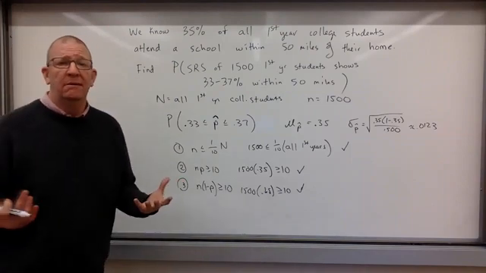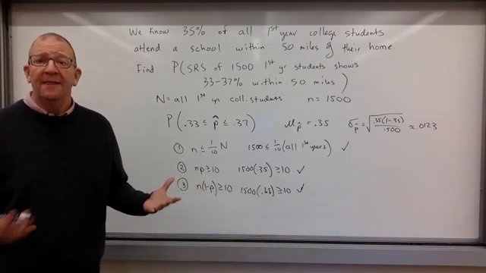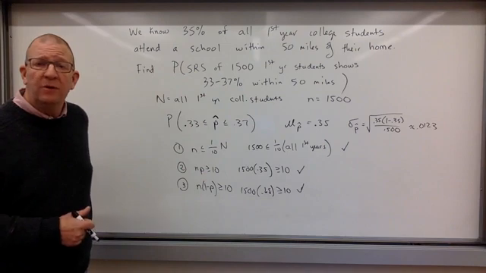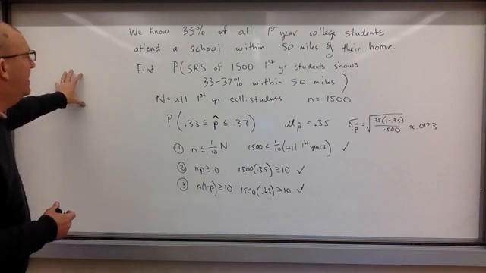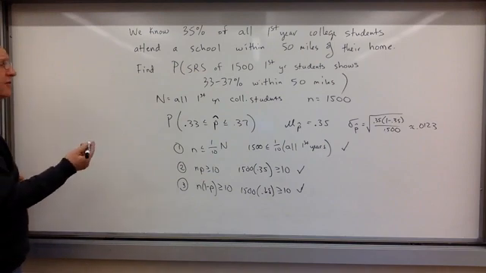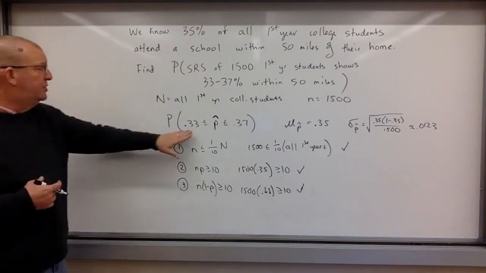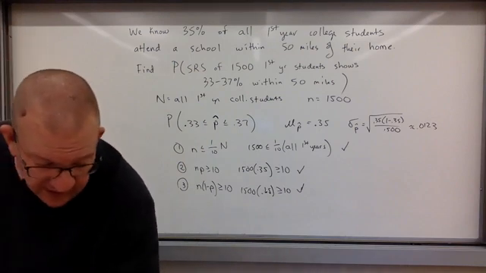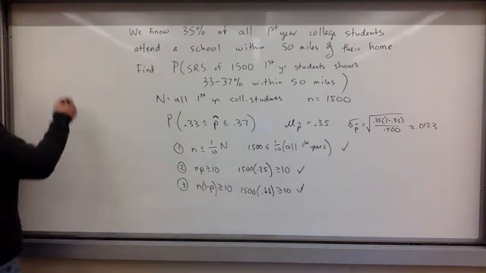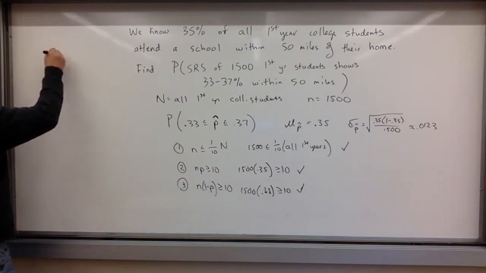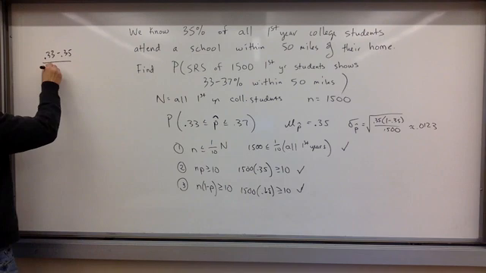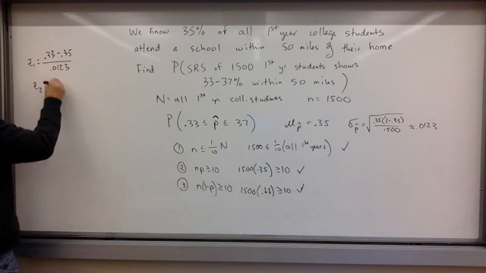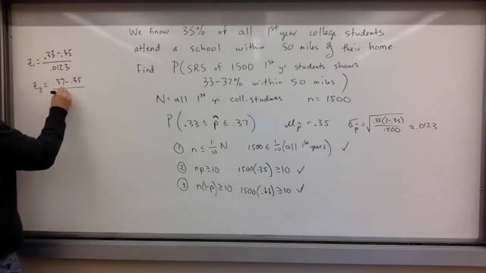Now, why is that important? Funny you should ask. That's important because now we can throw them onto our normal curve and work this out the way we've always done it. So here we go. The first thing we'll do is we want to get between 0.33 and 0.37, right? So let's find our z's. So our z is going to be 0.33 for the first one minus 0.35 divided by 0.0123. That'll be Z1. Z2, 0.37 minus 0.35 divided by 0.0123.